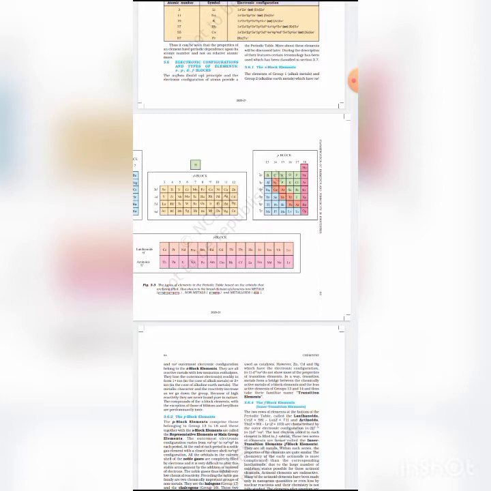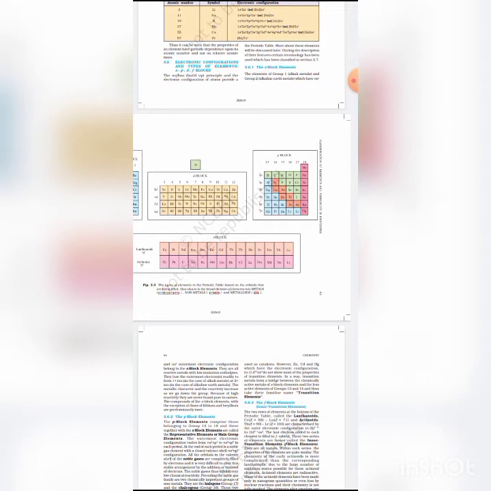Atomic radius generally increases due to continuous increase in the number of electronic shells. Okay, ionic radius follows the same trend as that of the atomic radius, that means it generally increases. Okay, and first ionization energy generally decreases due to the increase in the atomic radius of the elements down a group.